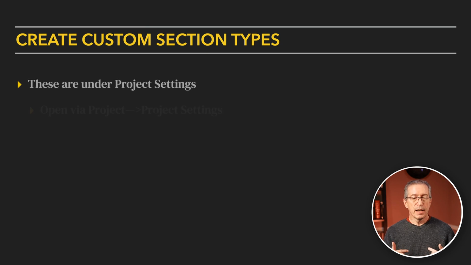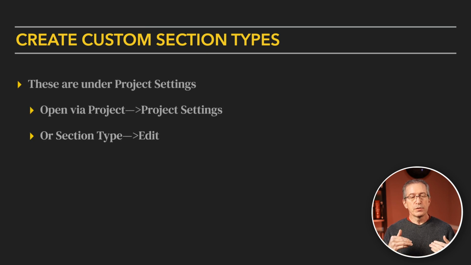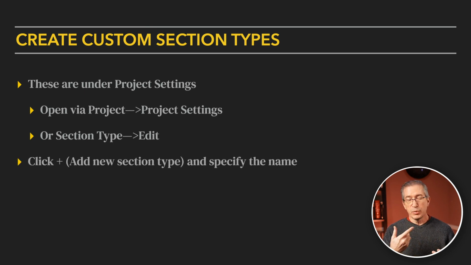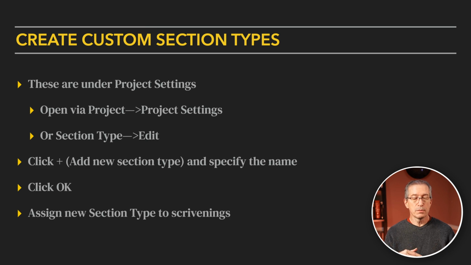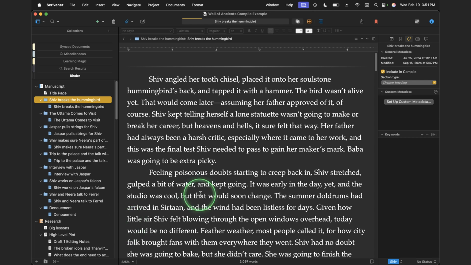First, to create a custom section type, these are under project settings, and you can open them via project settings, or under section type edit. Then you'll click plus or add new section type, specify the name, and click OK. And then finally, you're going to assign those new section types to specific scrivenings. So let's go back to Scrivener and take a look at this.